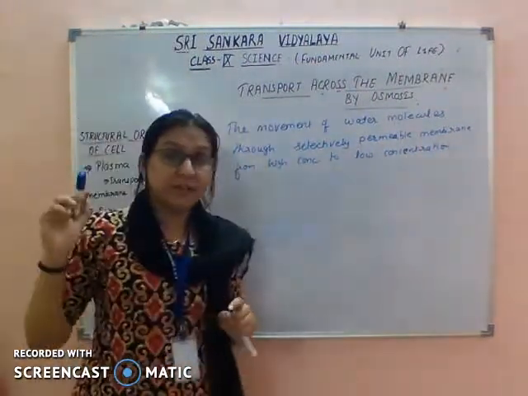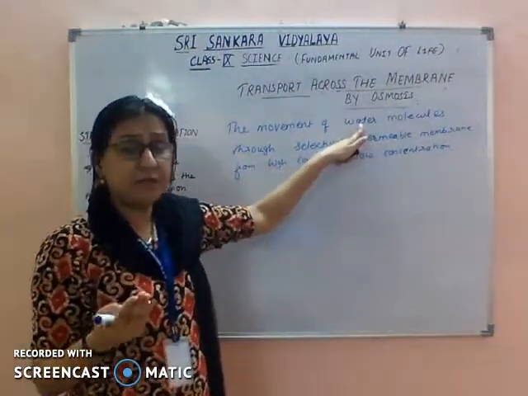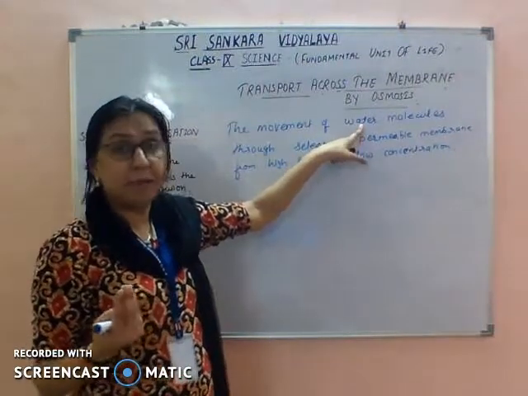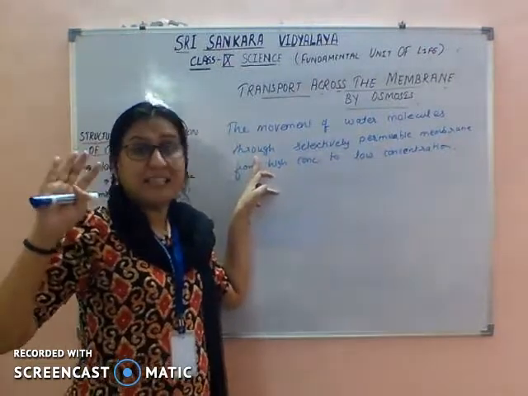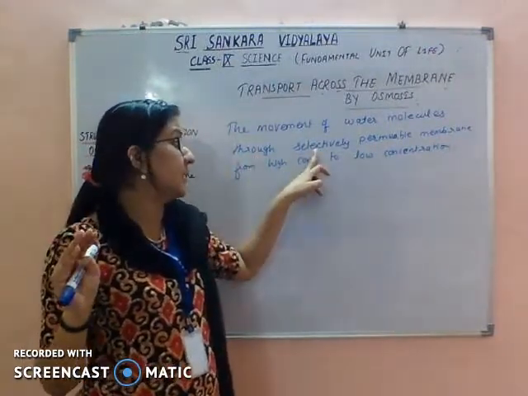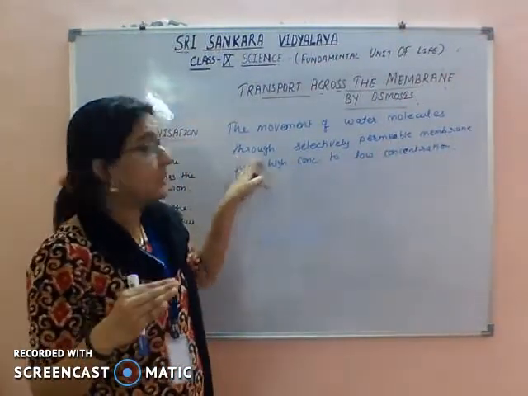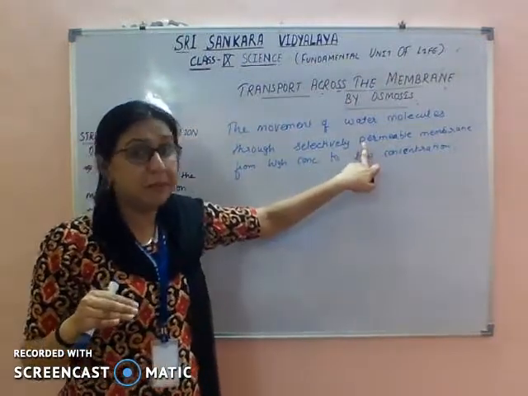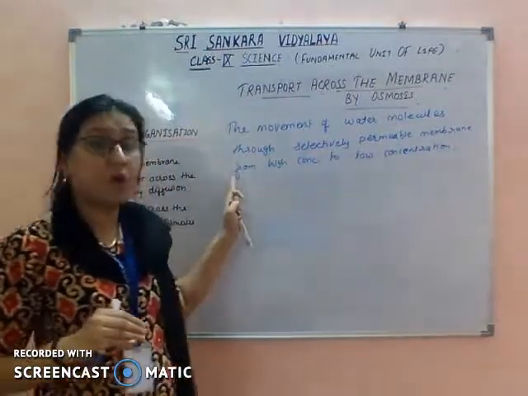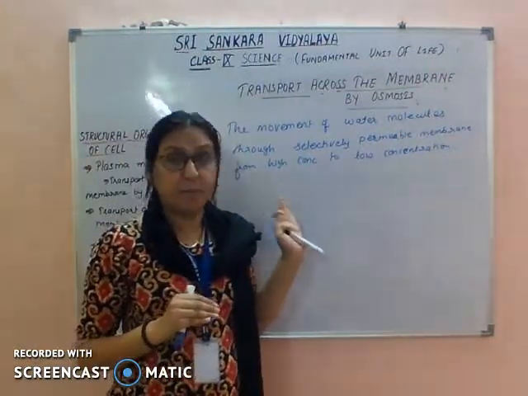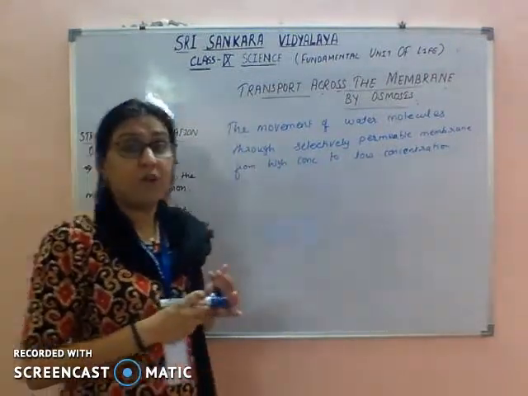In diffusion, I told you the movement of solid, liquid, or gas can take place. But here, it is the movement of water molecules. I told you in diffusion that the selectively permeable membrane is not required. But here it takes place through a semi-permeable or selectively permeable membrane from high concentration to low concentration, or you can say along the concentration gradient. Both are the same thing. So this is the definition of osmosis.